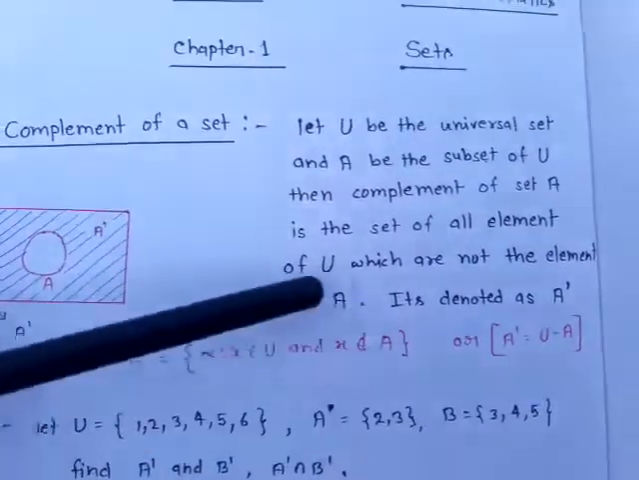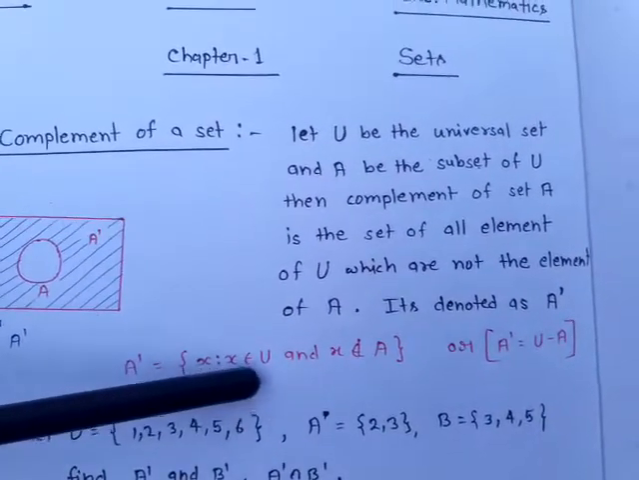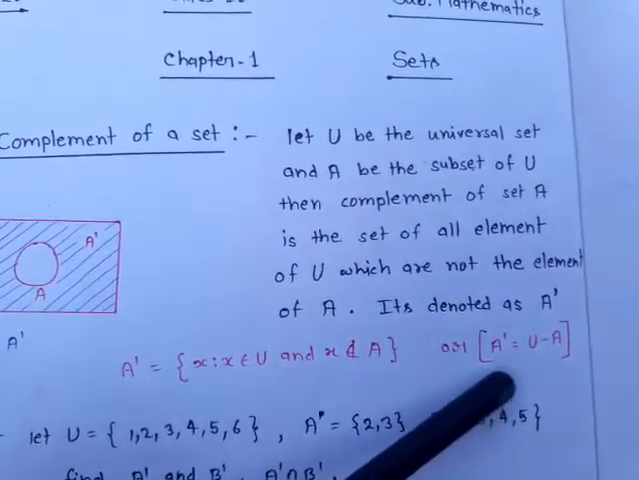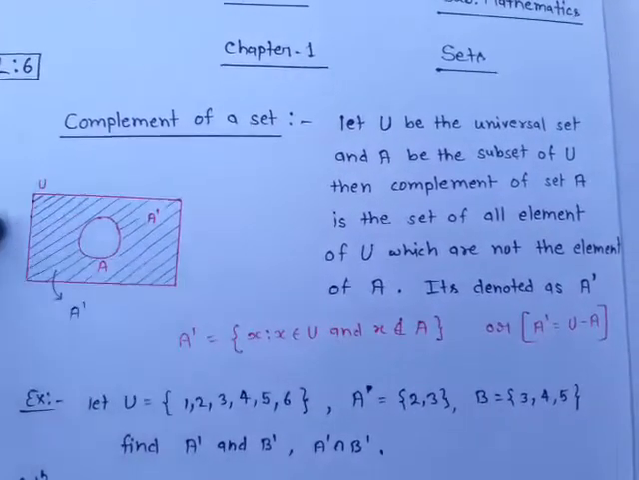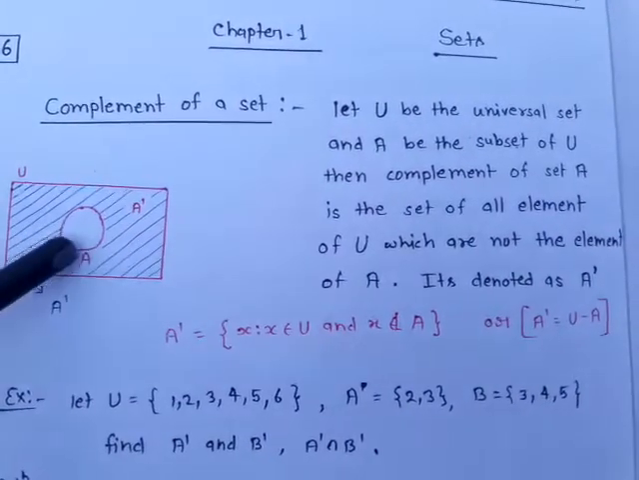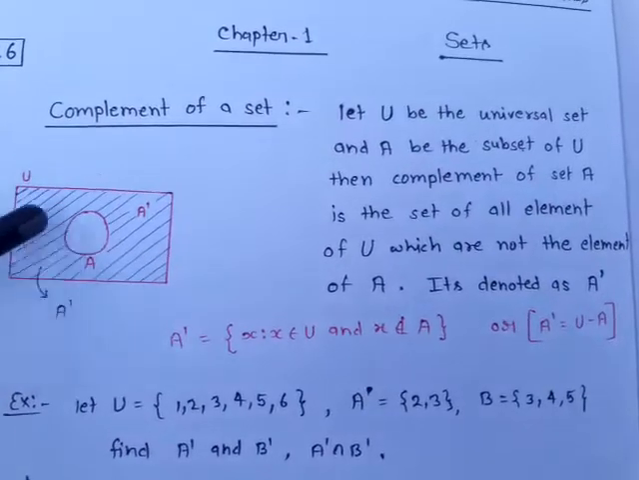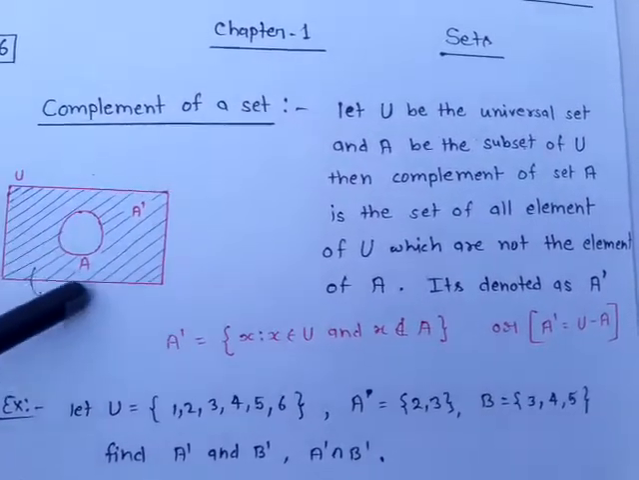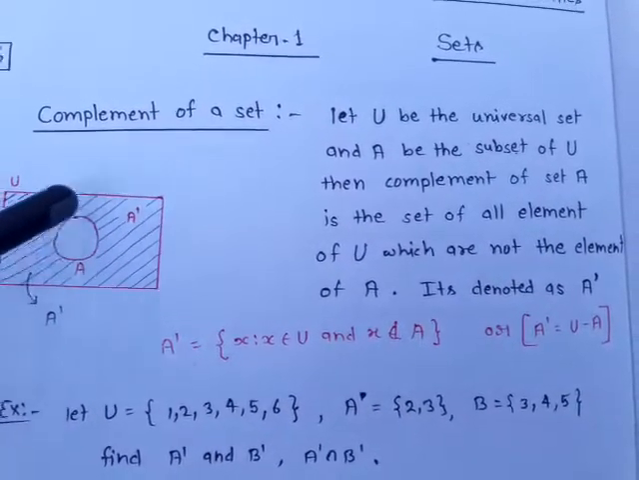For A, it is also defined as A dash is equal to x such that x belongs to U and x does not belong to A. This can also be written as A dash is equal to U minus A. In a Venn diagram, this can also be figured out. This rectangle shows the universal set and this circle shows set A. Now A dash is this shaded region. That means all the elements are taken from the universal set but not the elements of set A.